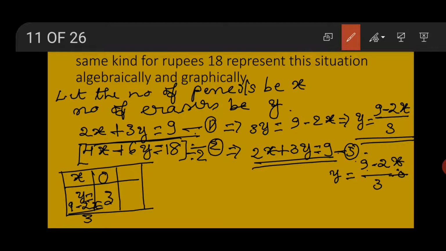Then take one more value, x is equal to 3. See here, 9 minus 2 3s are 6, divided by 3 is equal to 3 by 3 is equal to 1. Now take a sheet of graph paper. You draw or plot the graph.